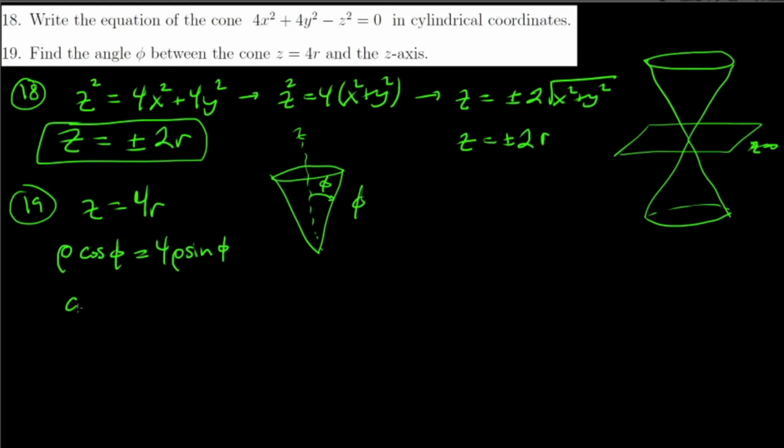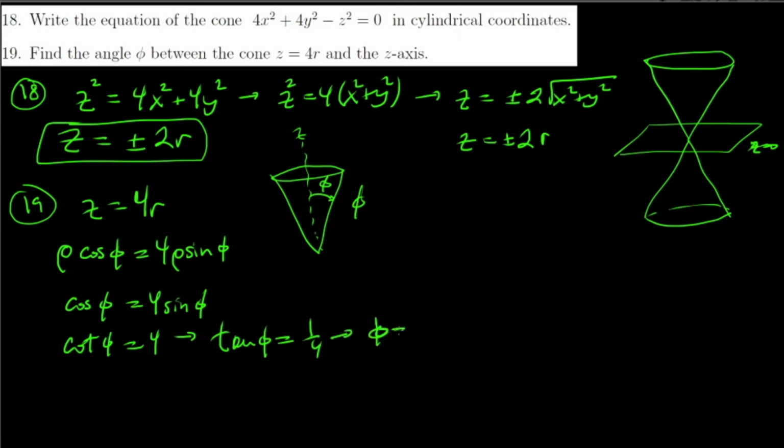So you can divide by rho, and then divide by sine of phi. So you get cosine over sine is cotangent of phi equals 4. Or just flip it over. You can do tangent of phi is equal to 1 over 4. And then just take the arctangent, the arctangent of 1/4. So in degrees, I get 14.04 degrees.